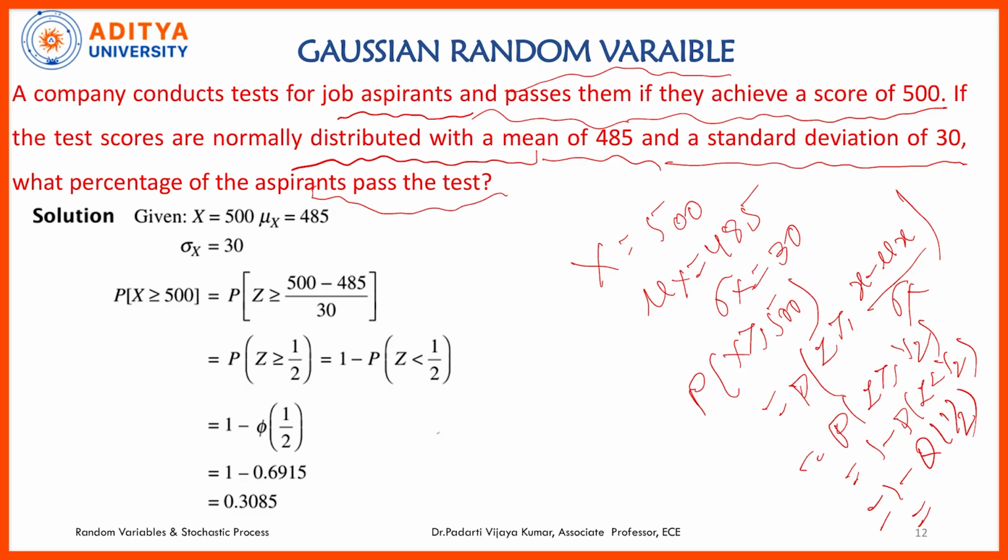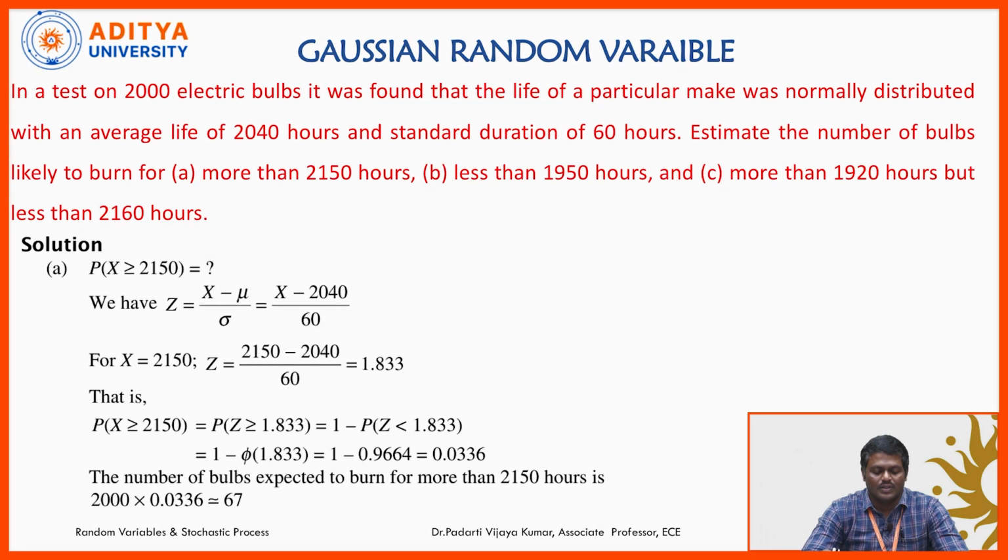In terms of the Q function, 1 minus Q of 1 by 2. So, we will get 0.3085, that is, 30.85% of aspirants will pass the test based on the given data. So, let us see one more problem related to the Gaussian random variable.